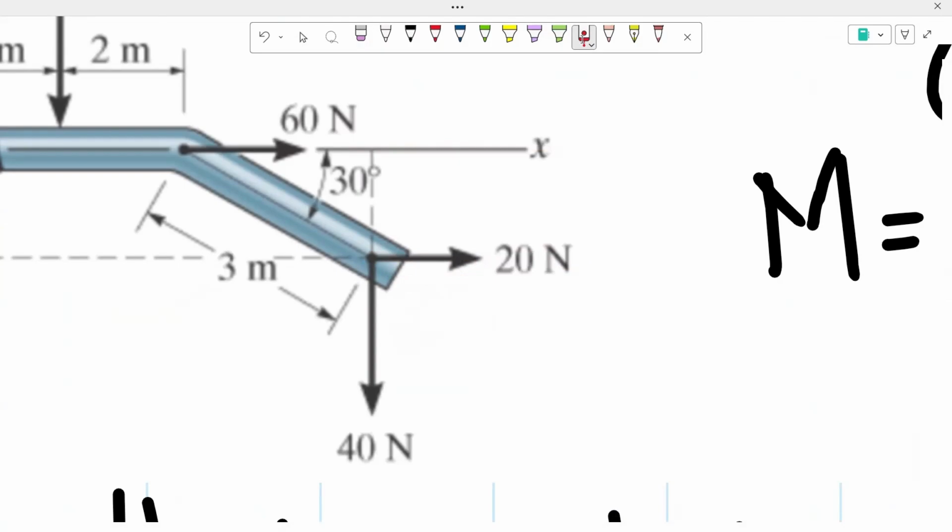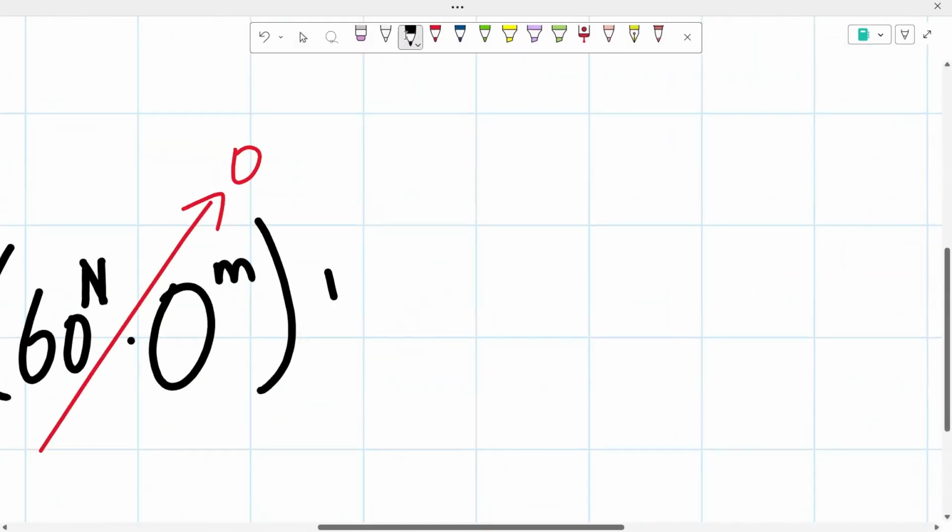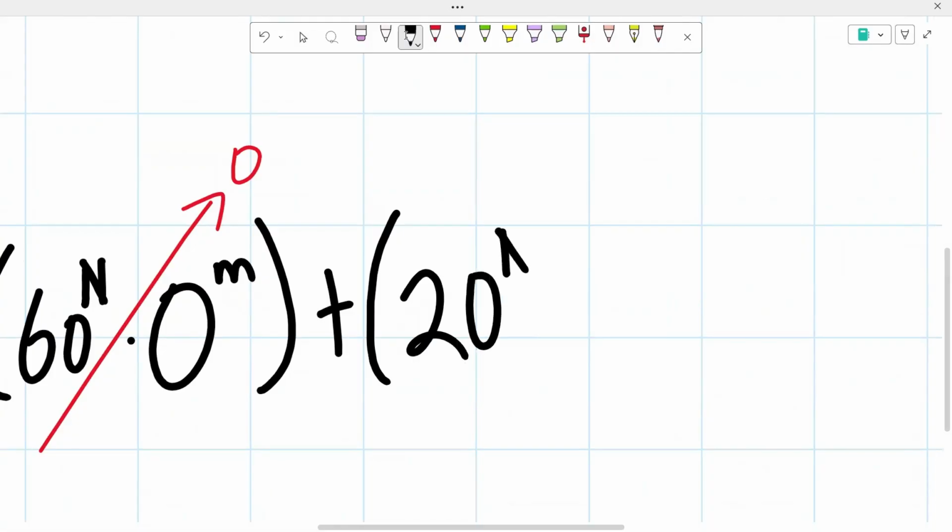So we have to figure out this distance right here. So we are shifting this upwards. Remember, anything going up is positive, anything going down is negative, which is why it's going to be positive. Our force is 20 newtons. Now we have to find our distance.